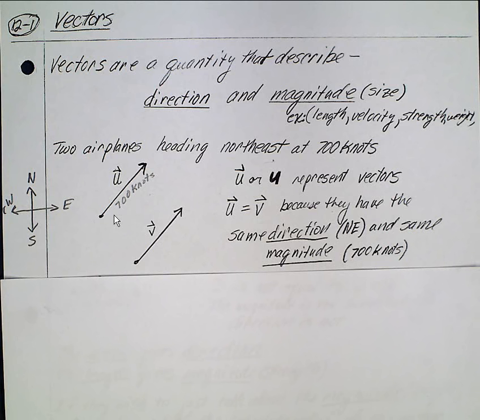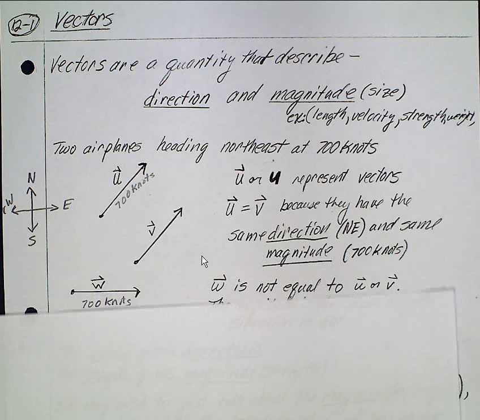Both of them have direction and magnitude. In this case, vector U equals vector V because they have the same direction and the same magnitude. They do not need to start in the same place. They just need to have the same direction and be the same length or the same magnitude.